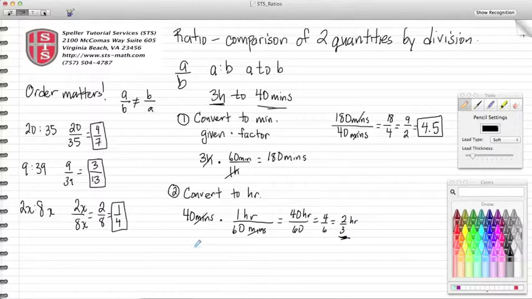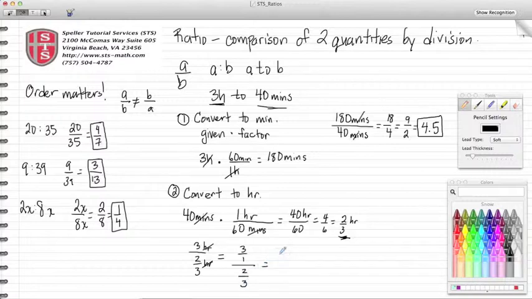So now I'm going to create a complex fraction. 3 hours over 2/3 hours. Again, my hours unit cancel out. I'm going to rewrite 3 as 3 over 1 and my denominator here as 2/3.